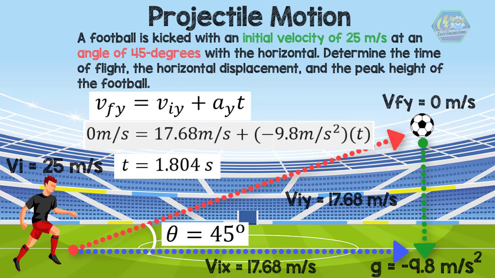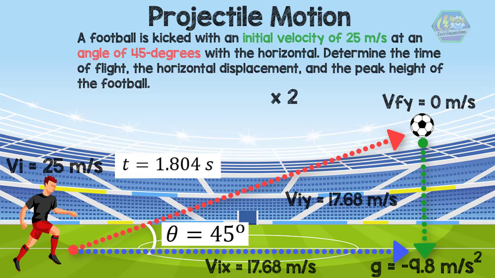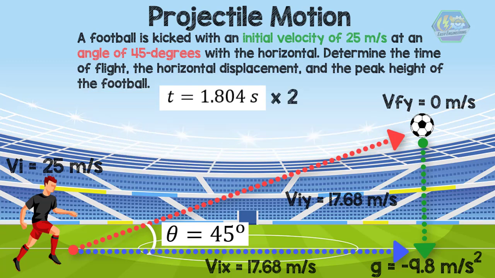which gives us 1.804 seconds. But this time t only accounts for the time when the ball reaches the maximum height. So to solve for the total flight of the ball, we just need to multiply it by 2. So the total time t is equal to 3.61 seconds.